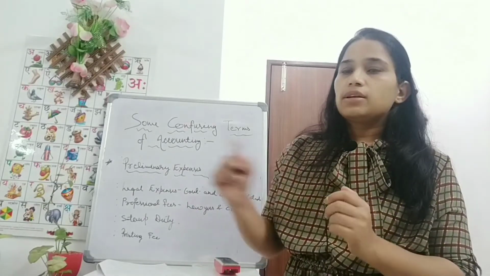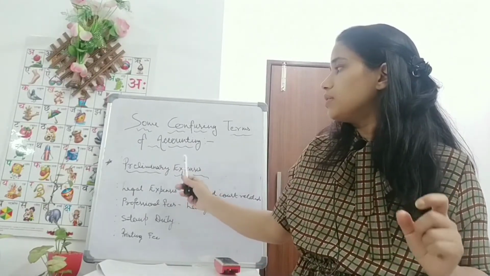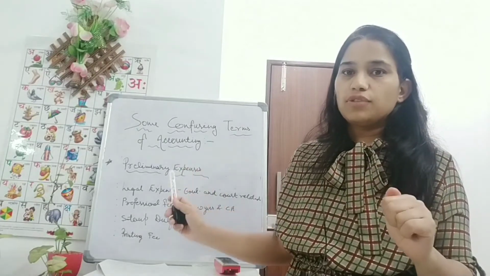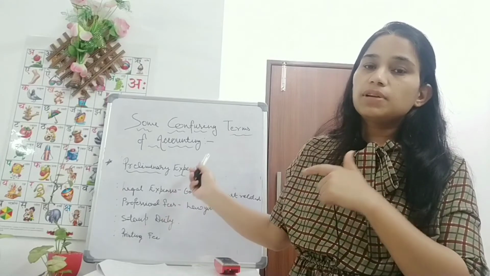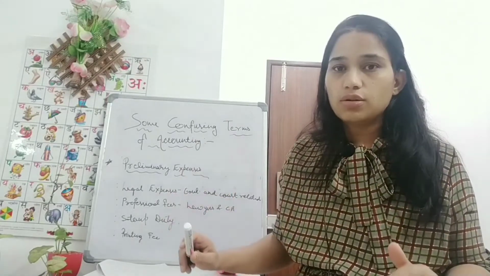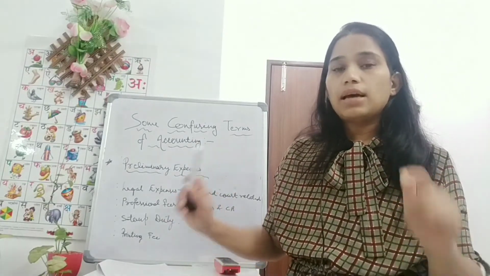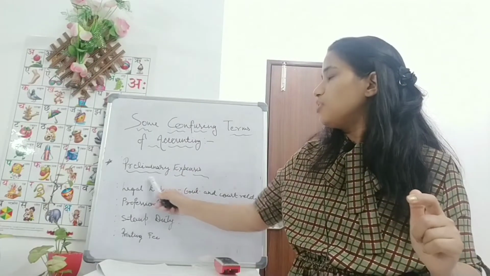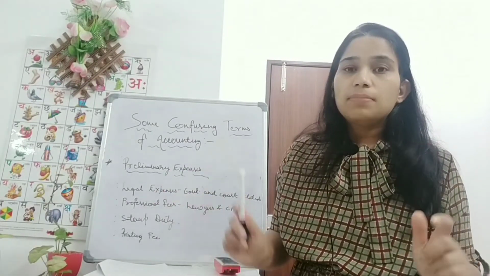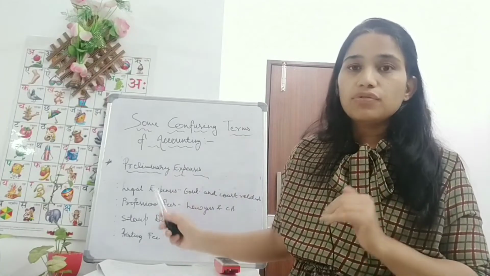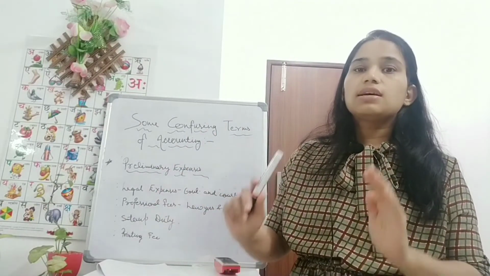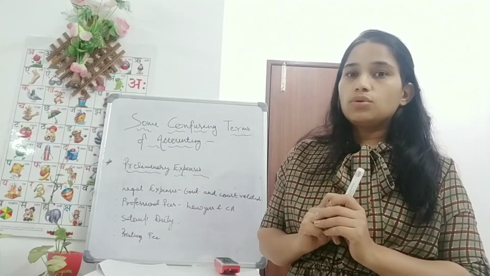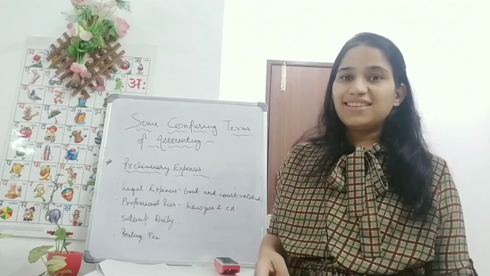So this will disturb the data of the company, so they never record these preliminary expenses in the profit and loss account. What happens instead is that the company starts writing off these expenses year by year with its net profit. So how does the company do it? Let's discuss it.